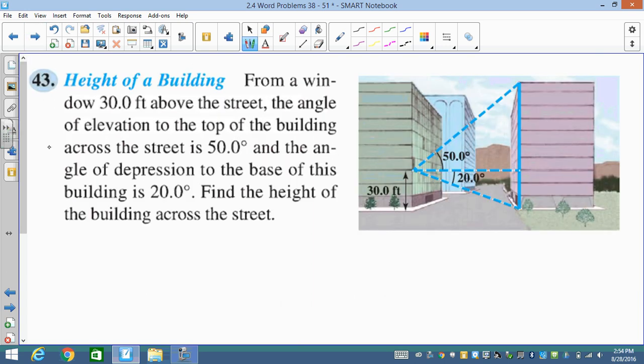Okay, next question, 43, height of a building. Now this is a more difficult type problem. It says from a window 30 feet above the street, the angle of elevation to the top of the building across the street is 50. So they're giving you this angle of elevation here of 50. And the angle of depression to the base of this building is 20 degrees. So they're giving you that angle of depression. Find the height of the building across the street. So they want this whole thing.